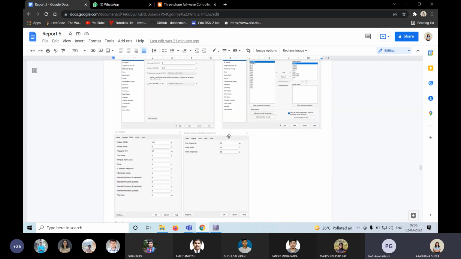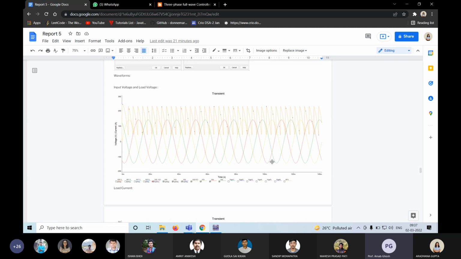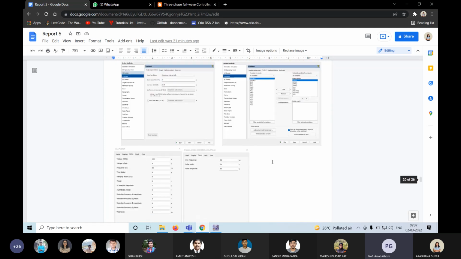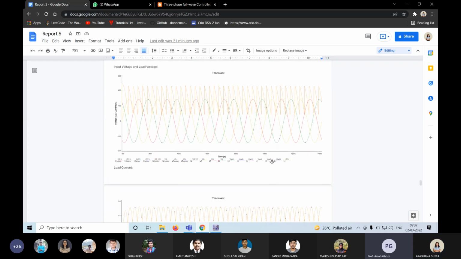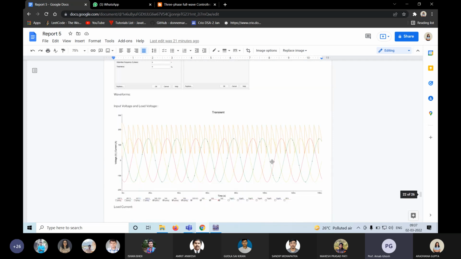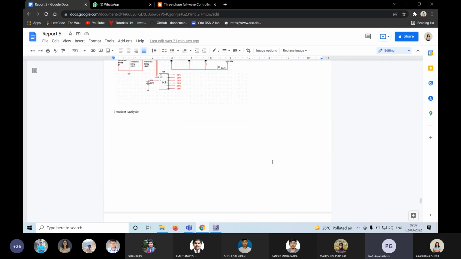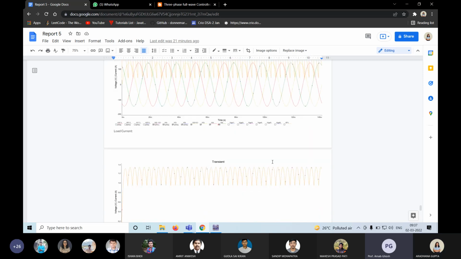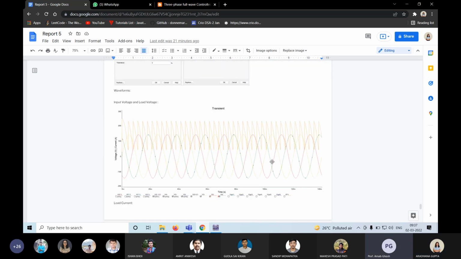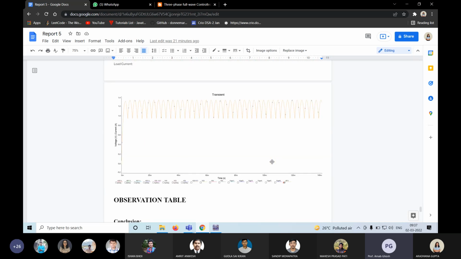So we cannot say that this is low inductor value, this is high. You can say that the range is varying, from this value to this value, and then see what happened. No need to write low inductor value or high inductor value, only the inductor value variations. So complete the observation table and write the conclusions in a good manner.